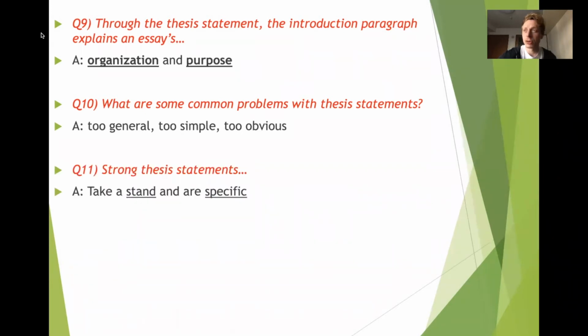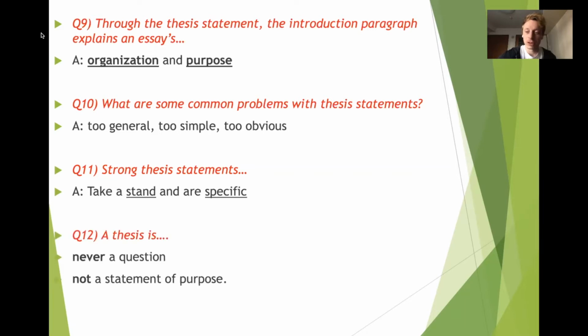I should know from a thesis statement what your stance is on a topic, or your position on a topic, like in favor of or against or whatever, and specific. A thesis is never a question. It's not a statement of purpose, and it's not simply a topic. Remember that.